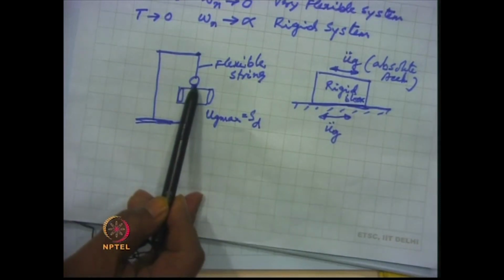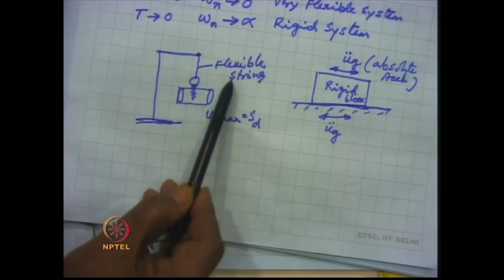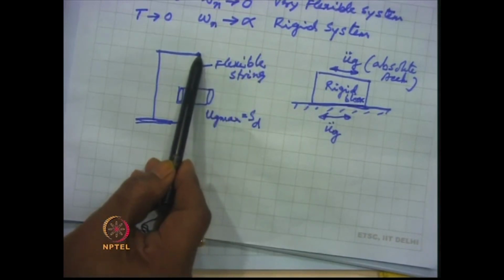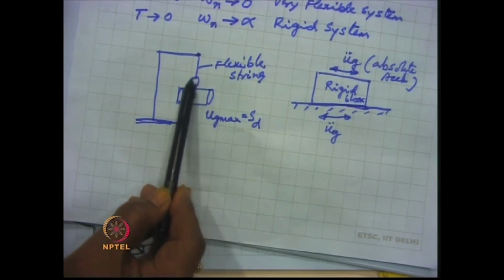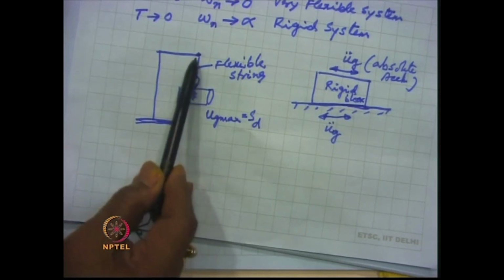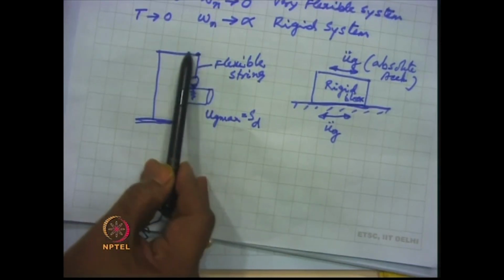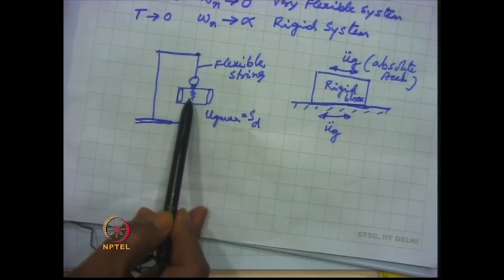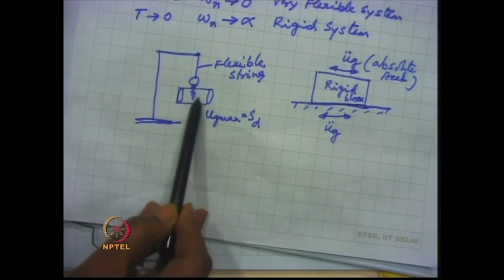It was possible because the flexible string cannot pass on the vibration from this point to this point. As a result of this, the bob remained stationary, whereas this entire bracket started moving like this. So, we can see that, and that relative displacement plot came over here.